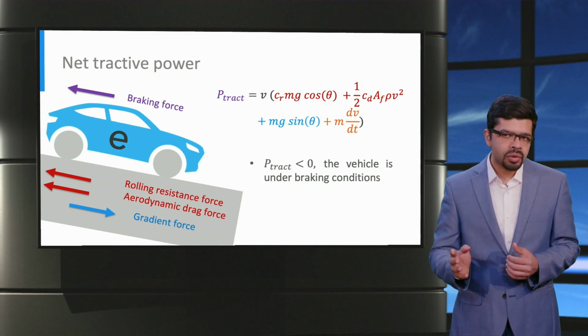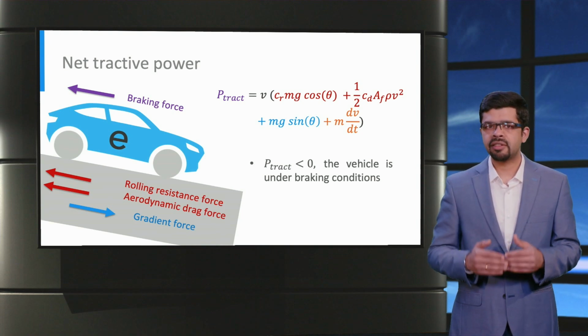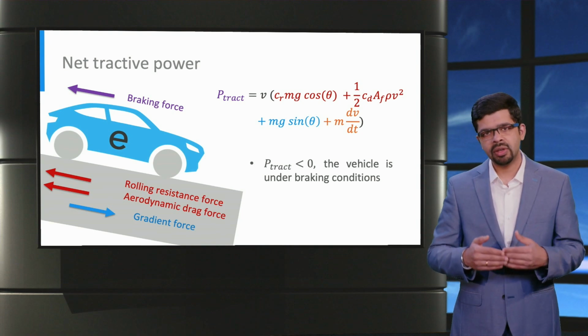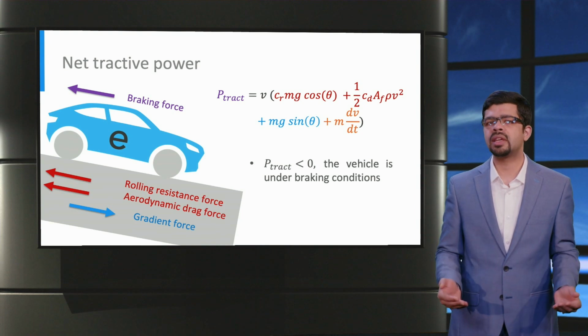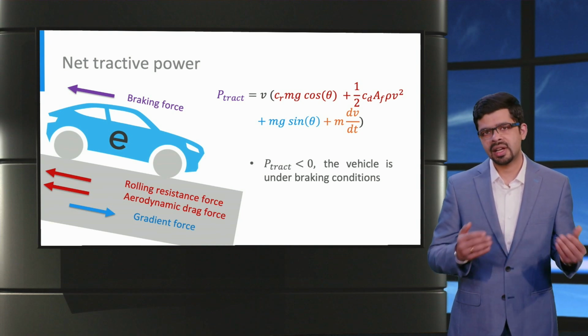It is crucial to note that it follows from the formula that a vehicle slowing down, that is dv by dt less than 0, does not imply that the powertrain is under braking conditions, or P_tract is less than 0.